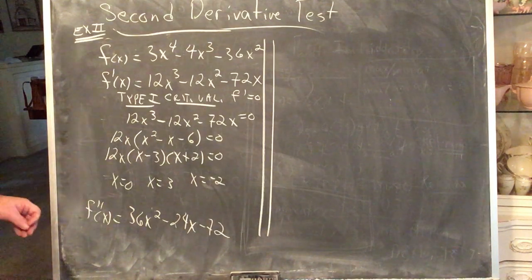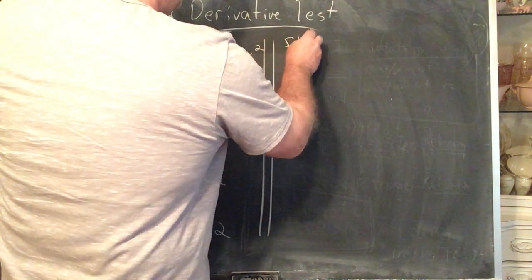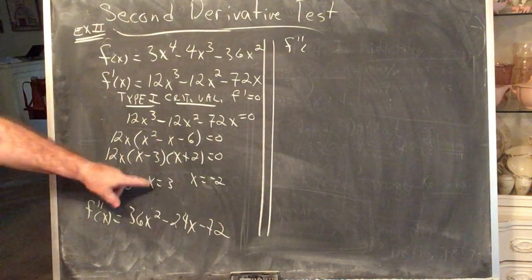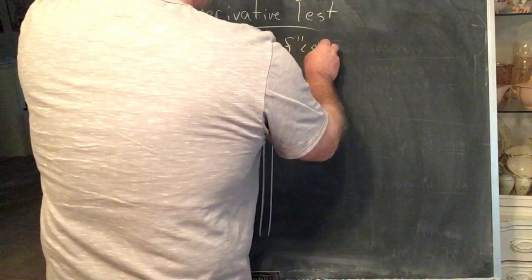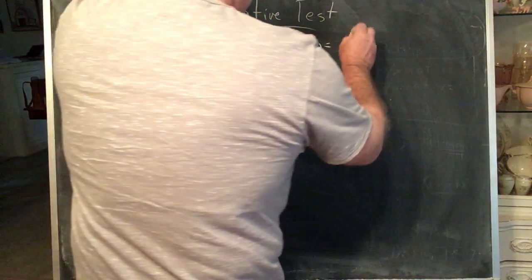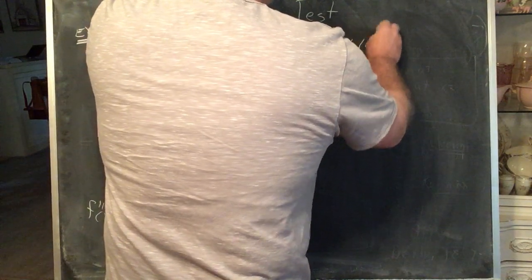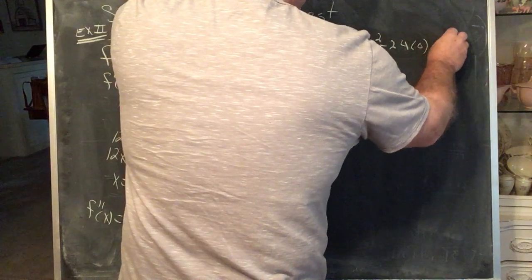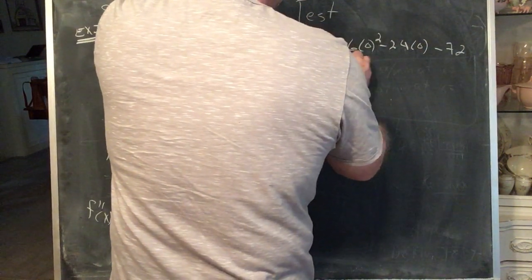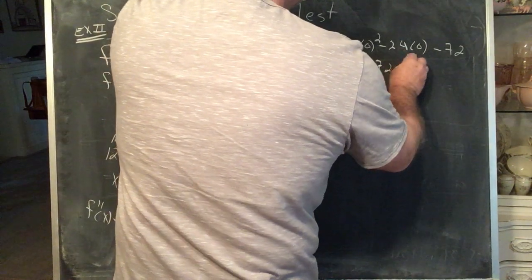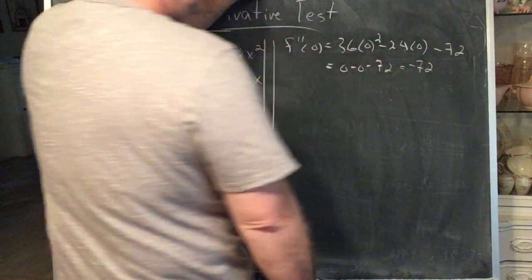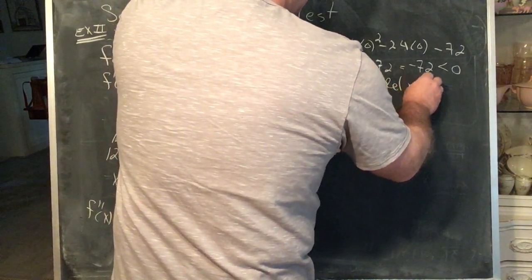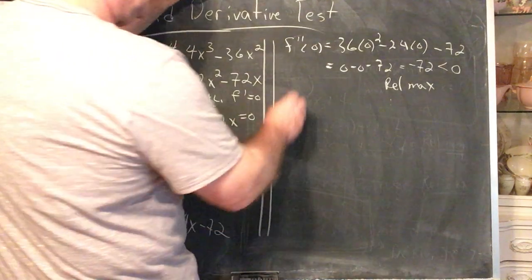So let's see what we have here. We need the second derivative evaluated at, what's the first? Well, let's evaluate it at 0. That should be pretty straightforward. 36 times 0 squared minus 24 times 0 minus 72. Negative 72 is clearly less than 0, so there's a relative maximum at 0.